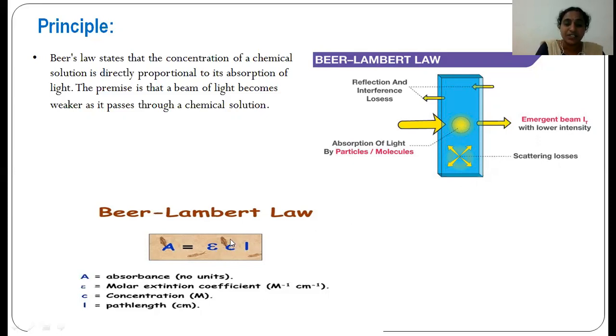As concentration increases, what will happen? Absorbance also increases. When we remove the proportionality, we get the proportionality constant, which is called the molar extinction coefficient. So according to Beer-Lambert's law, absorbance equals molar extinction coefficient times concentration times path length.